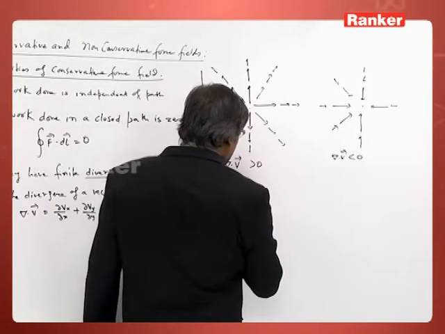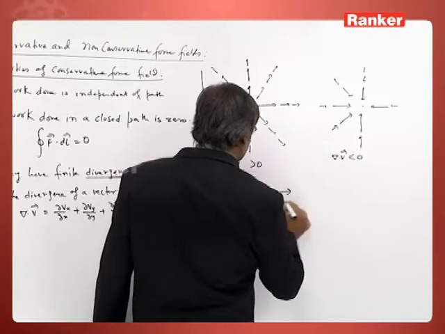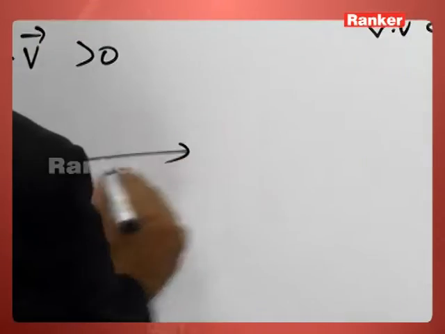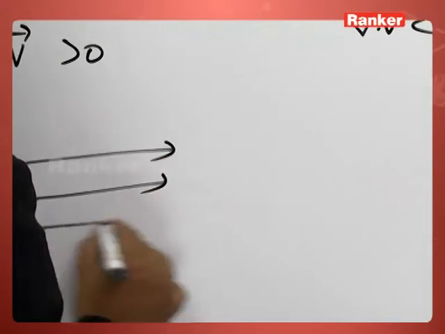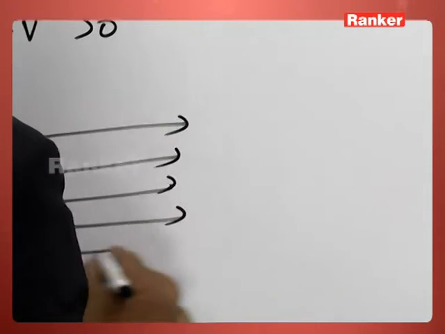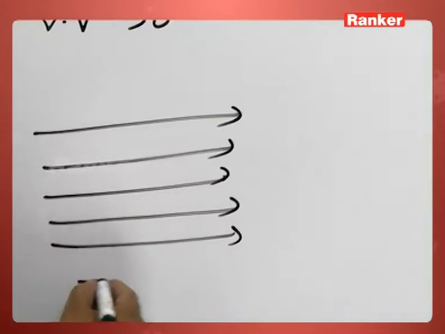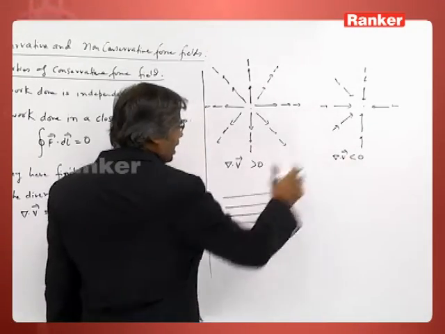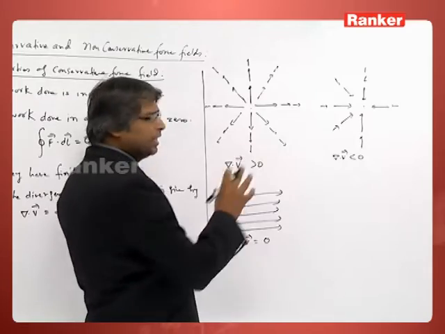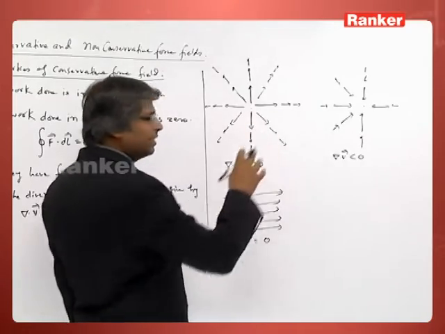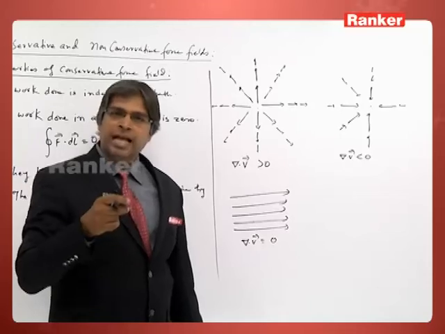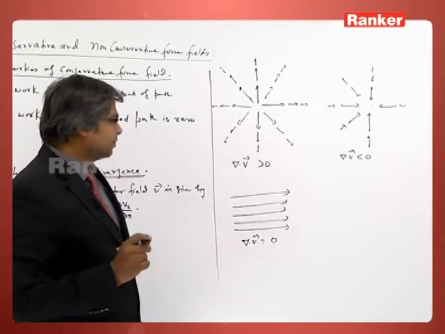Now I can have a field like this, and I can have a field like this where the fields are parallel. So I say that the divergence is 0. In all these fields, divergence is finite, and so all the three are conservative fields. So conservative fields will have finite divergence.